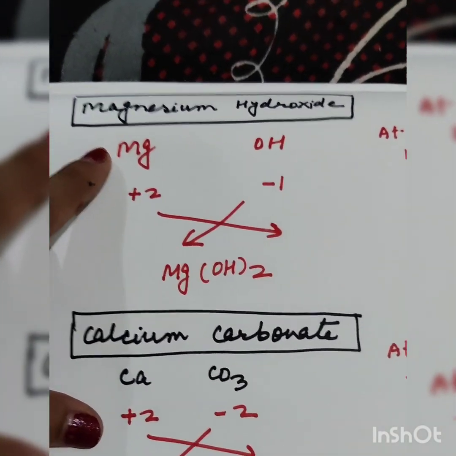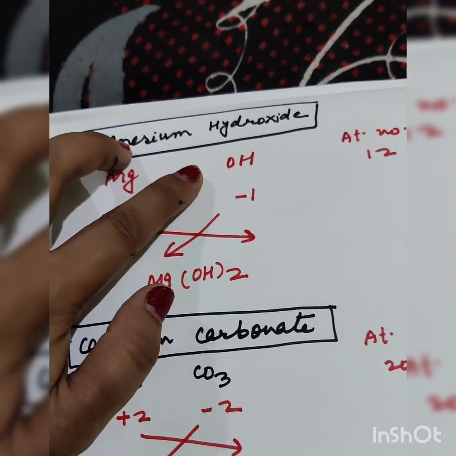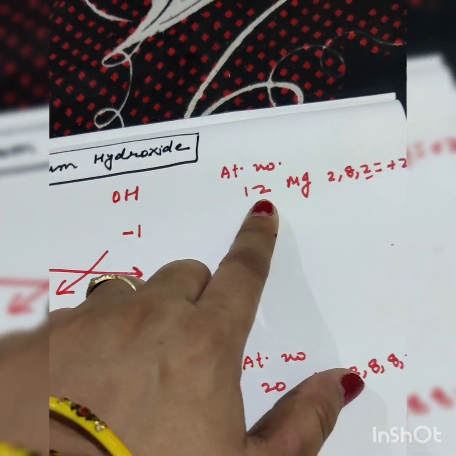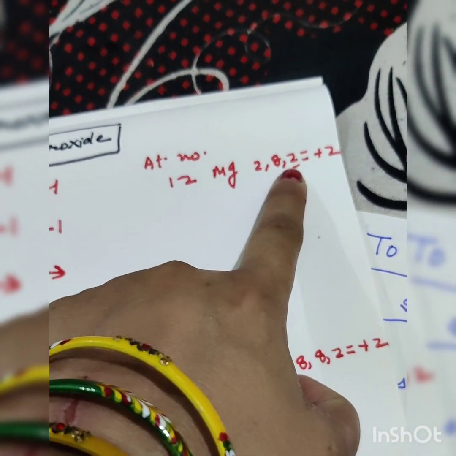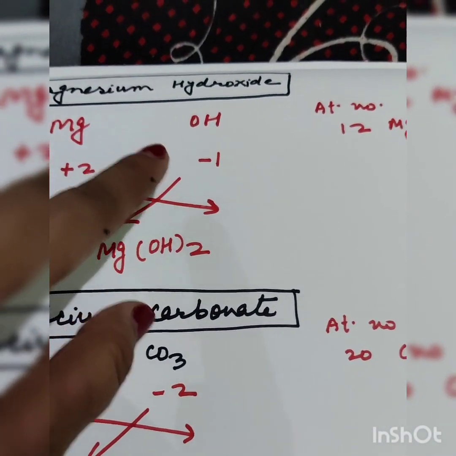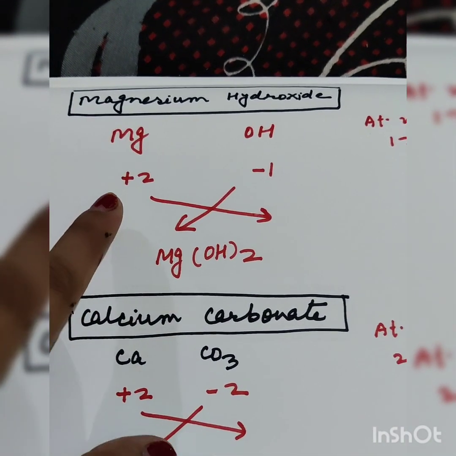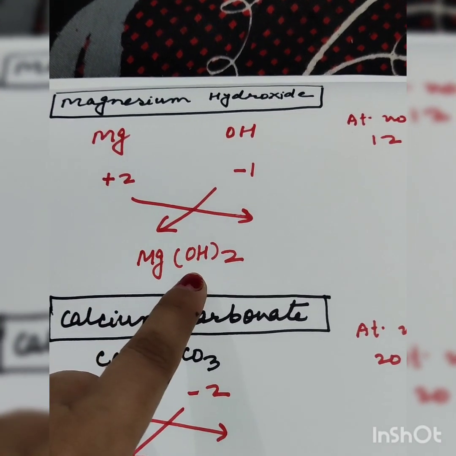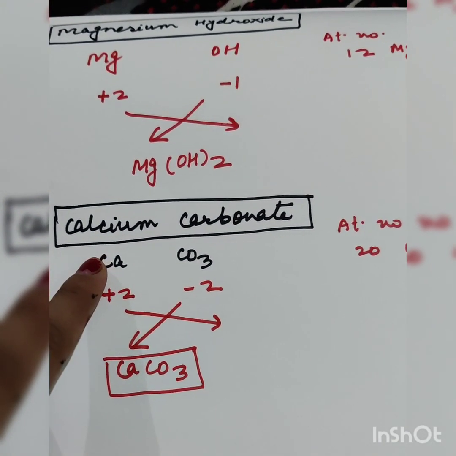Now the next one is magnesium hydroxide. Magnesium is represented with the symbol Mg and hydroxide is represented with the symbol OH as given in the NCERT book. Magnesium is having atomic number 12 and its electron distribution is 2, 8, 2, hence its valency will be +2, and hydroxide is having valency -1. It is given in the NCERT book of class 9. After the crisscross method, a new chemical formula is obtained, Mg(OH)2.